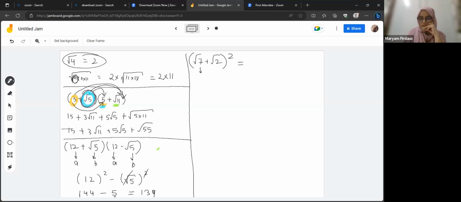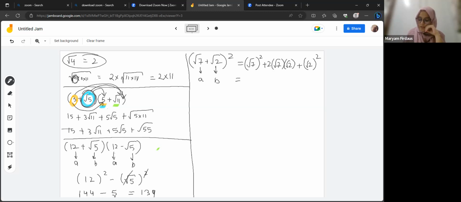So over here, what is A and what is B? Is 7 A or root 7 A? Root 7 is A and root 2 is B. So what will be your A square plus 2AB plus B square? It will become root 7 whole square plus 2 into A, which is root 7, into B, which is root 2, plus B square, which is root 2 whole square.